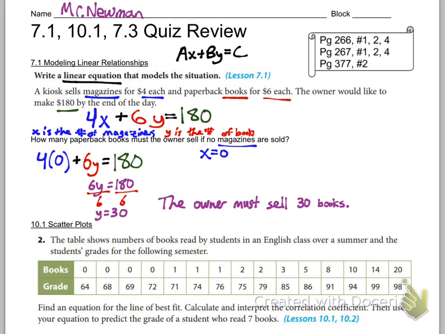Just as a reminder, if you're going to graph it, this is the best way to find 2 points, is to plug in 0 for x and then 0 for y, and to connect those dots. And yes, you will be asked to graph on the quiz. So let's go on to scatter plots.